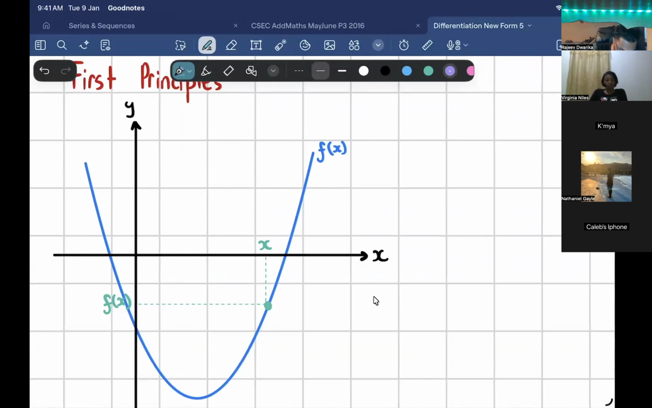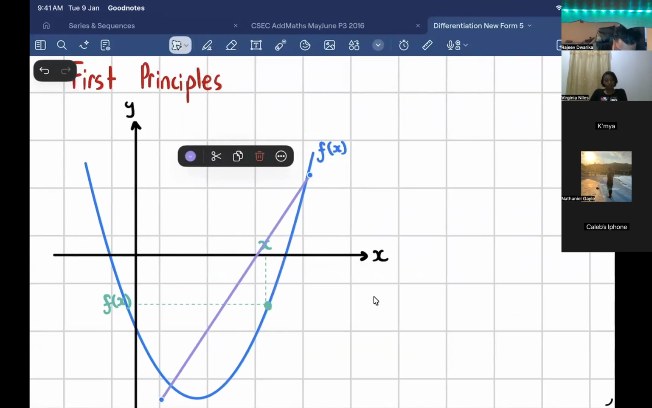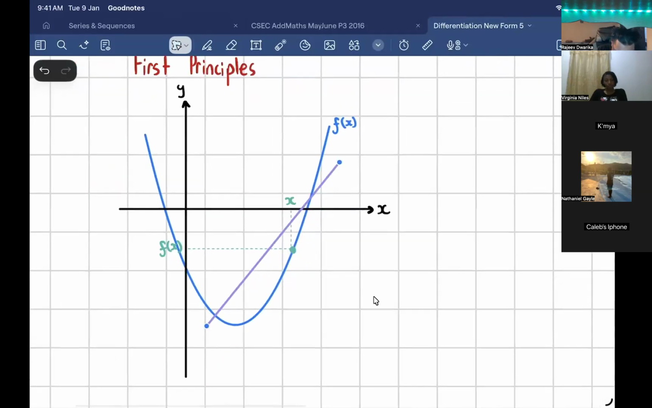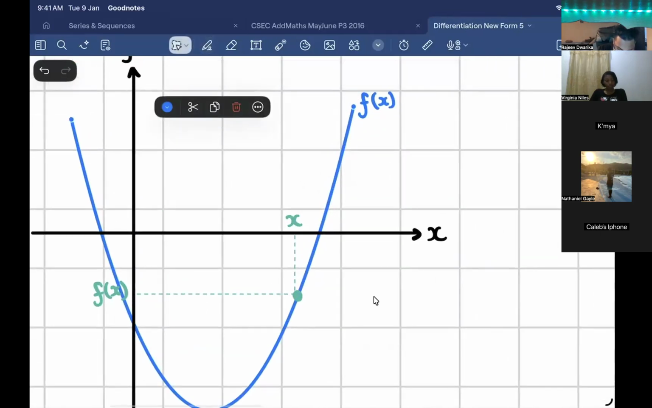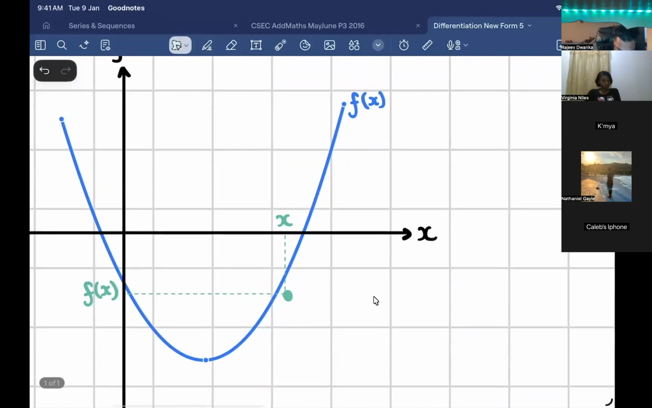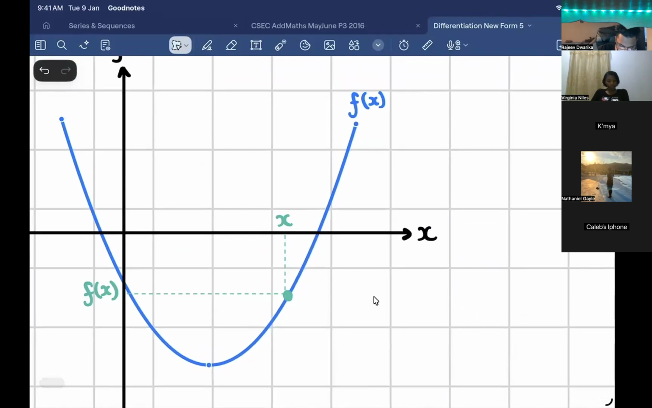Give me a second. Let me make this graph a bit more curvy to explain this.